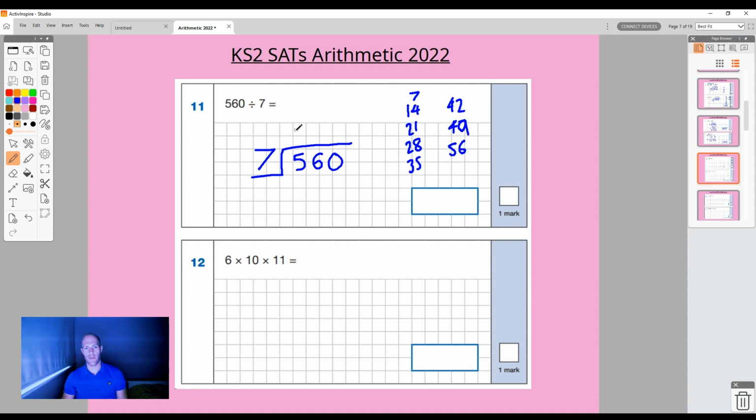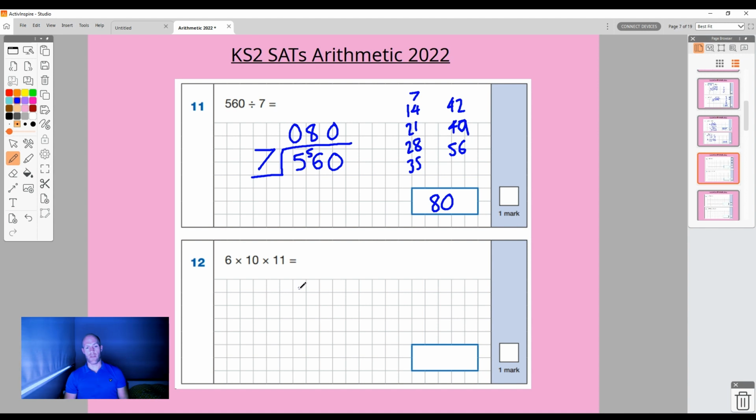So 7, how many times does 7 fit into 5? It doesn't. Exchange the 5 over. 1, 2, 3, 4, 5, 6, 7, 8. And put the 0. 80.